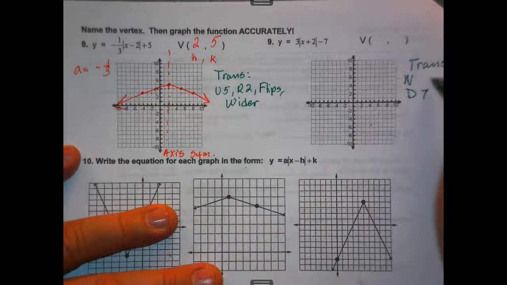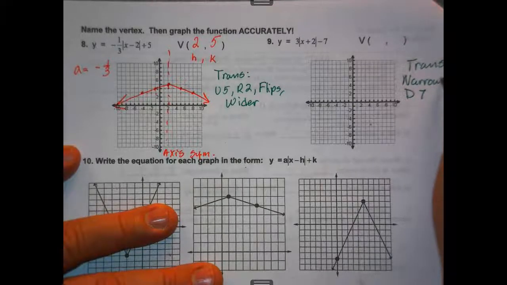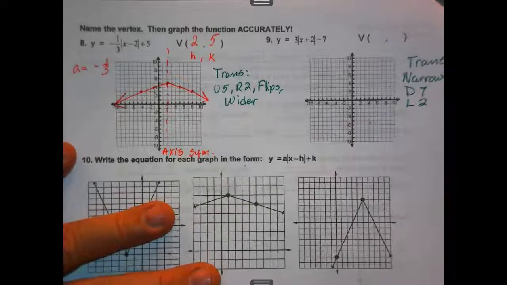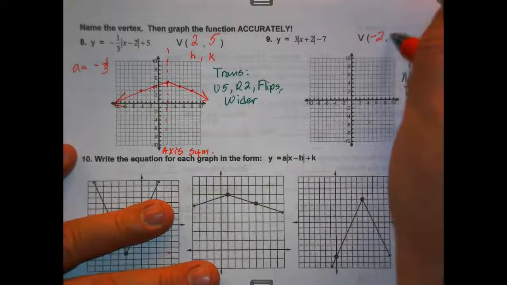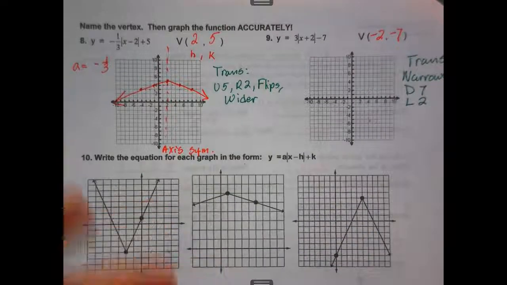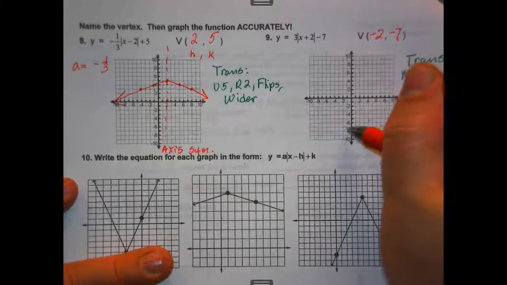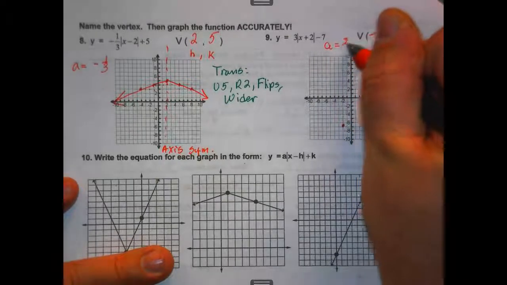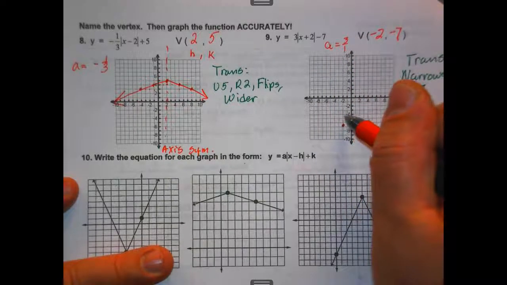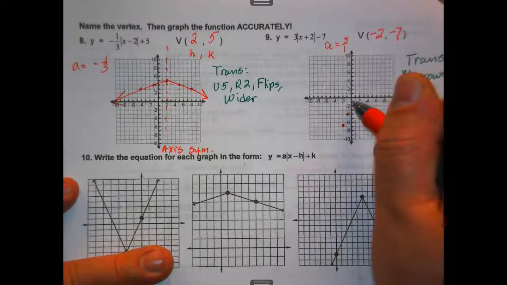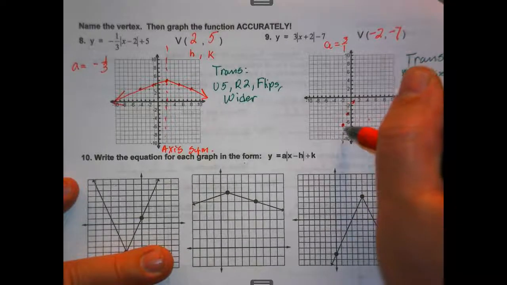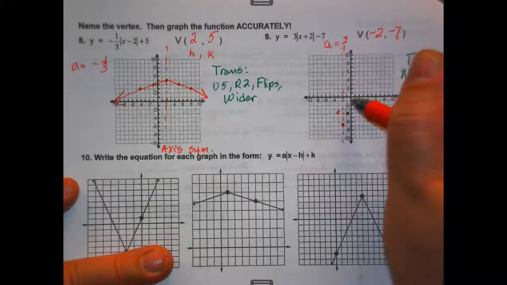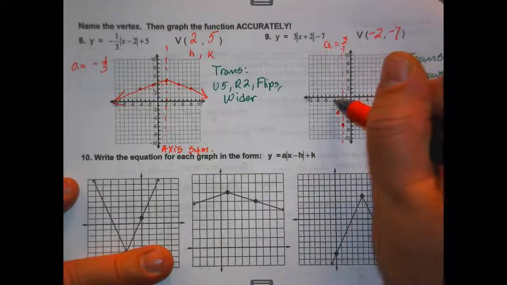Down 7. Narrower and left 2. By vertex, okay, (-2, -7). Slope: up 3, 1. Axis of symmetry.